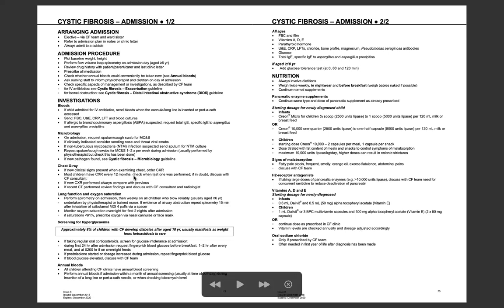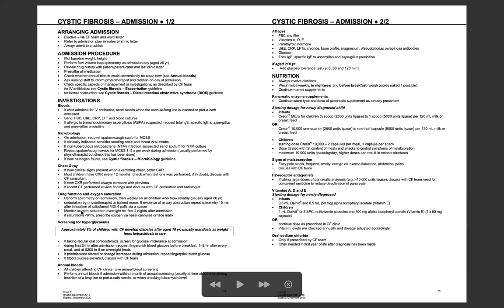Mostly children have a chest X-ray every 12 months. Check when the last one was performed. If in doubt, discuss with the CF consultant. If a new chest X-ray is performed, always compare with the previous. If a recent CT was performed, review the findings and discuss with the CF consultant and radiologist.